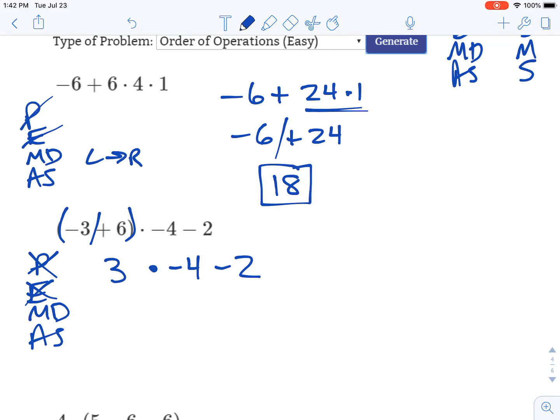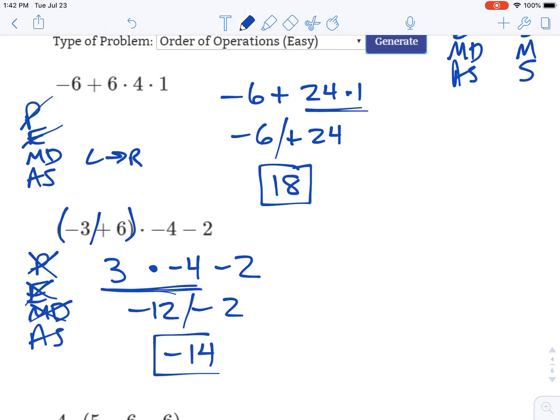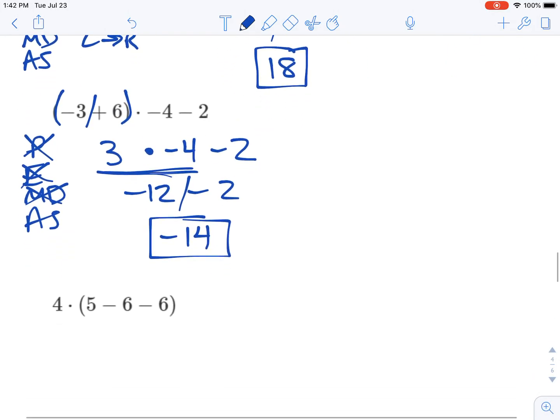So now we do multiplying and dividing left to right. We only have multiplying to do, so -12 from 3 times -4. And the -2 is still there. Multiplying and dividing is done. So now we do our adding and subtracting step. -12 minus 2 is just -14. From same signs, find your sum. They're both negative, put them together.